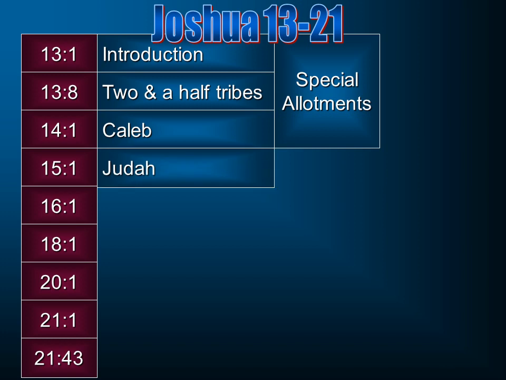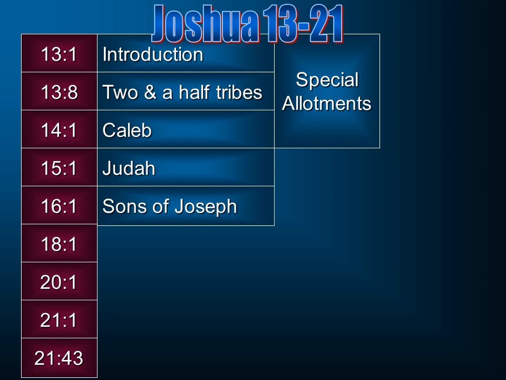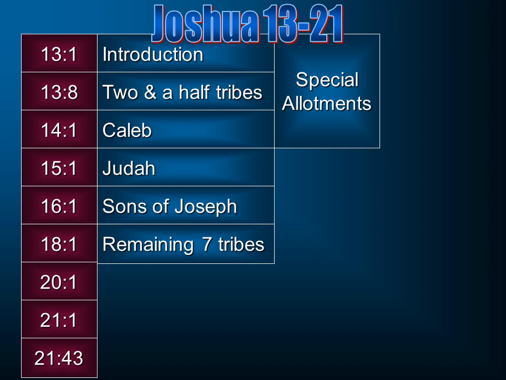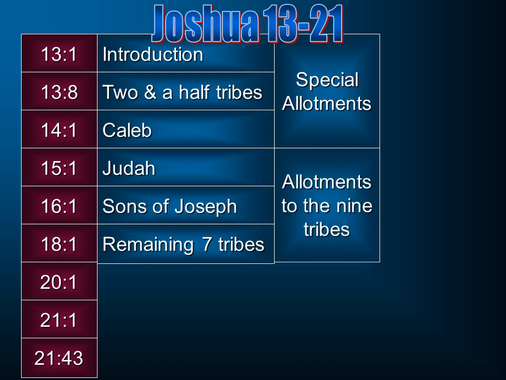Then we come to chapter 15. Judah is seen next, and then the sons of Joseph, Ephraim, and the portion of Manasseh that's on the west side of the Jordan, and finally the remaining 7 tribes. So those are the allotments to the 9 tribes. First special allotments, then allotments to the 9 tribes.